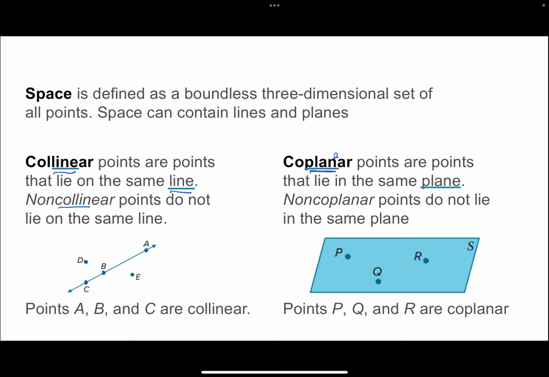Coplanar means they all lie on the same plane. So P, Q, and R are all coplanar. They lie on plane S. If I want to show a non-coplanar point like T, I would put it outside of the box. And that means that T is either above the plane or below the plane, or to the right or to the left of the plane.